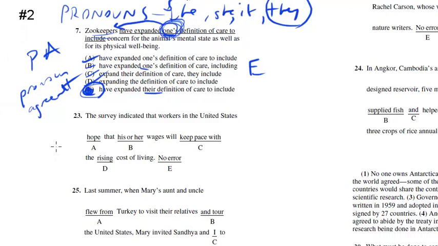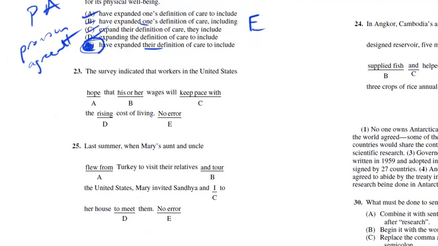Let's look at 23. The survey indicated that workers living in the United States hope that his or her wages will keep pace with the rising cost of living. So his or her, that's a pronoun, right? What should it replace? Well, it should replace workers, right? Workers is plural. His or her is actually singular, because we have "or" separating two singular pronouns. That makes this thing singular. So what should this be? This should be, again, their. The survey indicated that workers in the United States hope that their wages. So the answer here is B, another pronoun agreement error.